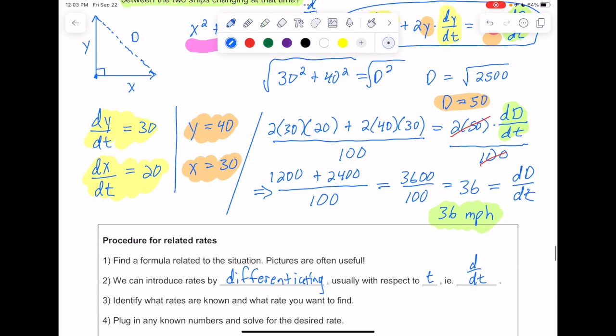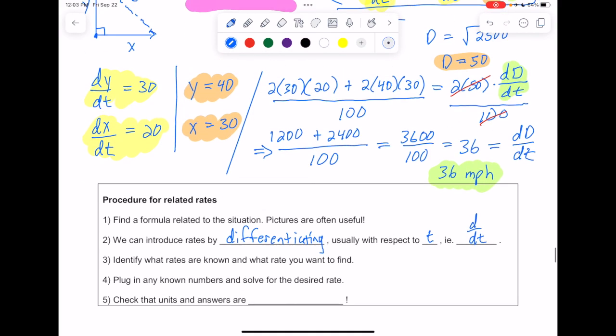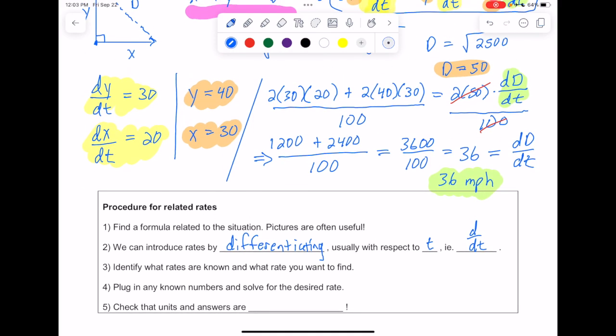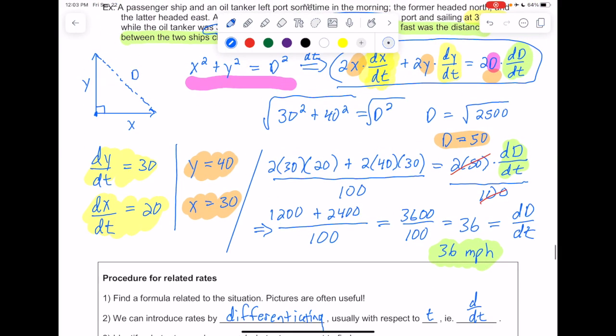So let's go back and look at all the steps below again and fill in the last piece as well. So find a formula related to the situation, maybe by drawing a picture. So we started off drawing a picture of the ship going north and east, which formed a right angle. And then we drew the distance in between them because they were talking about that. We got a right triangle, so we used the Pythagorean theorem to get a formula. Then introduce rates by differentiating both sides with respect to t, as long as the rate is with respect to time, which it was. So then we did that.